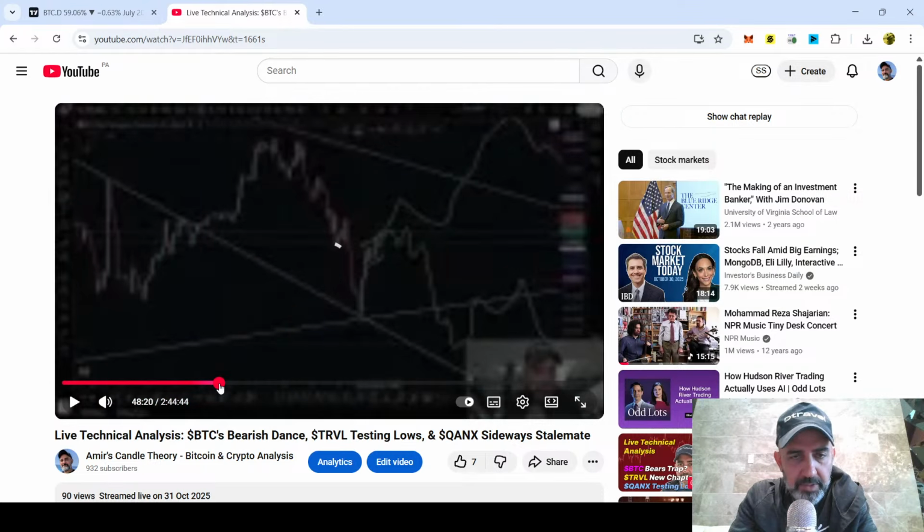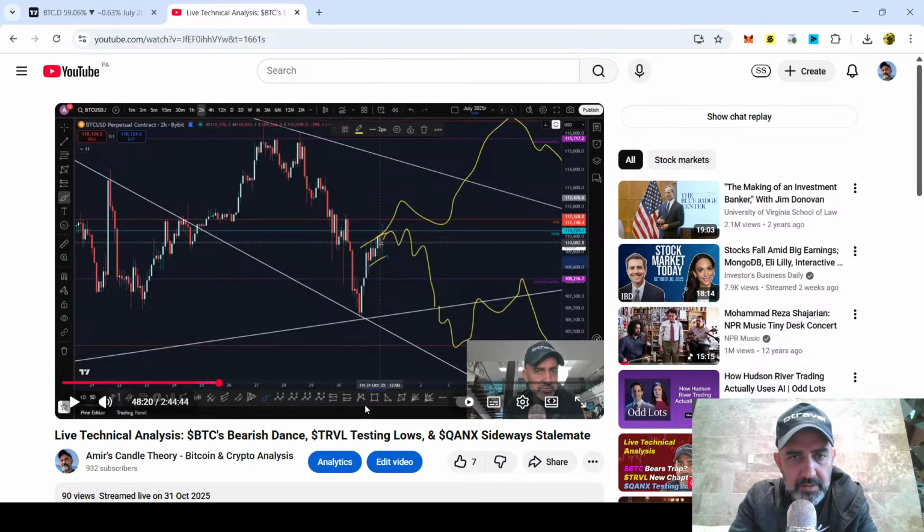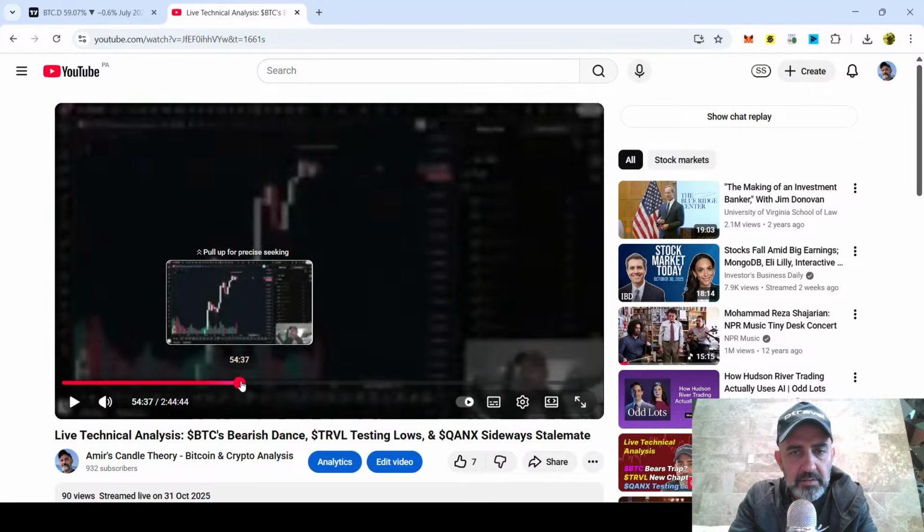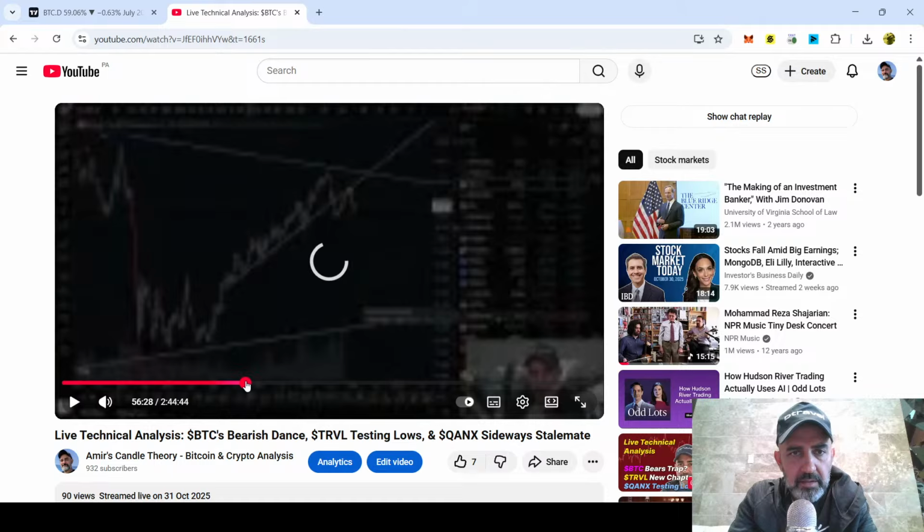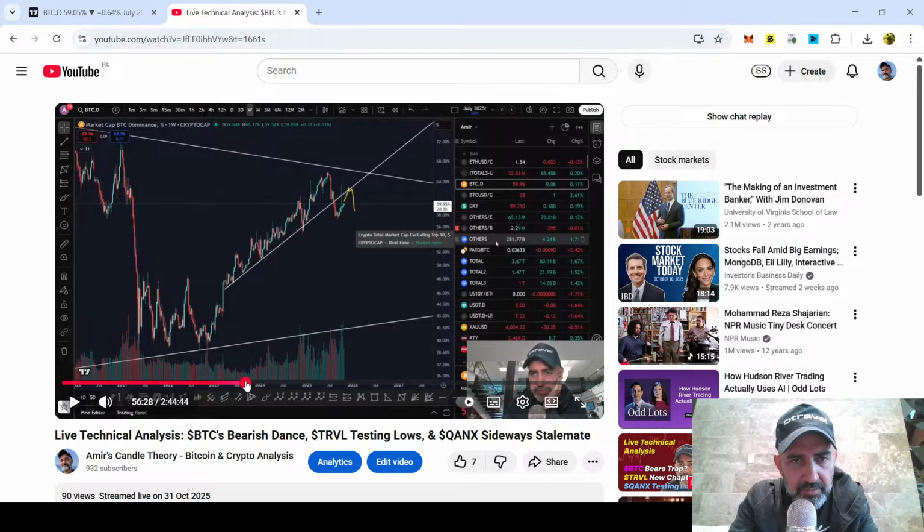Kind of, where were we? That's kind of what I was imagining for us to go down. And then obviously to go up, it needs to go up and then back test. Let's have a look. Kind of like that. See where we were?